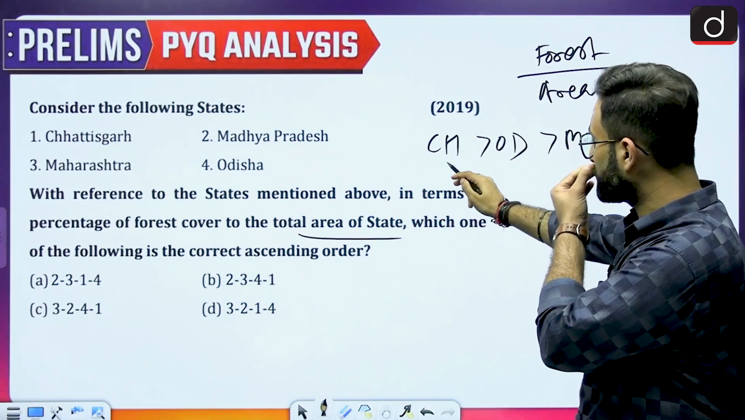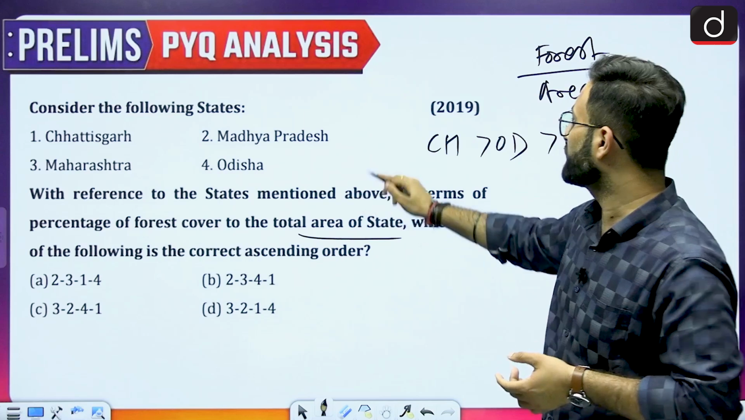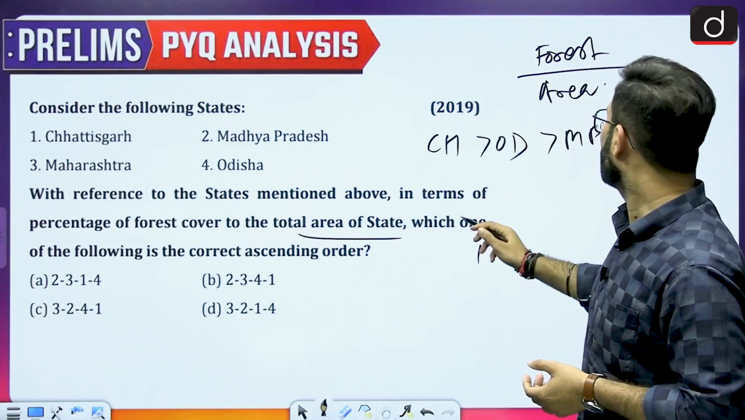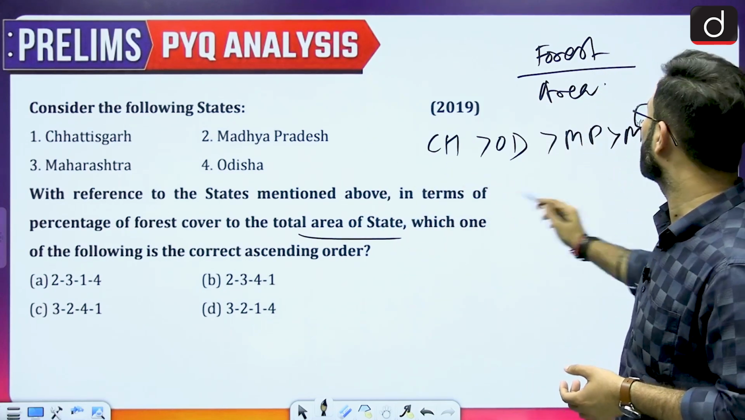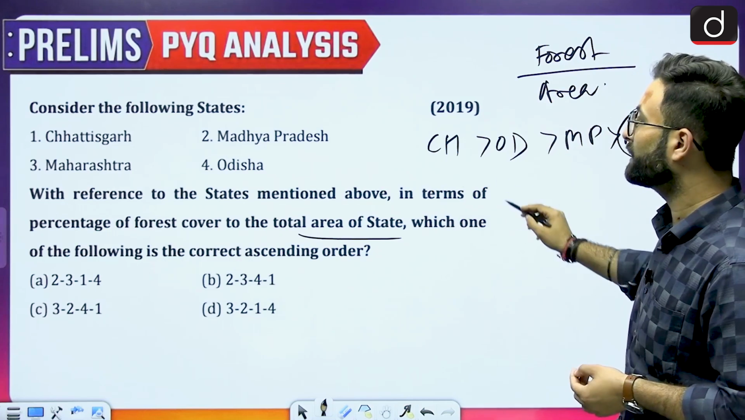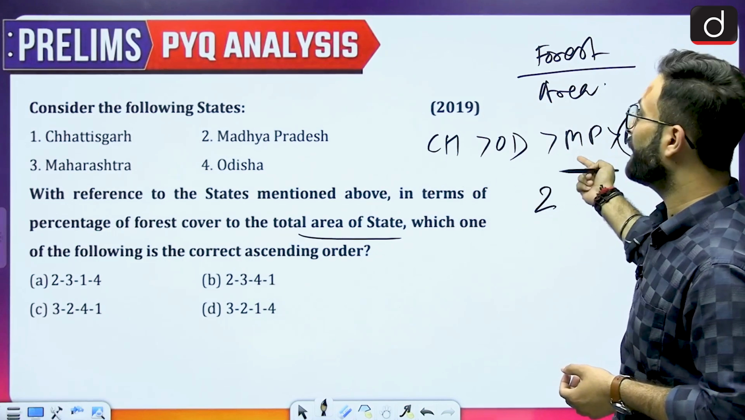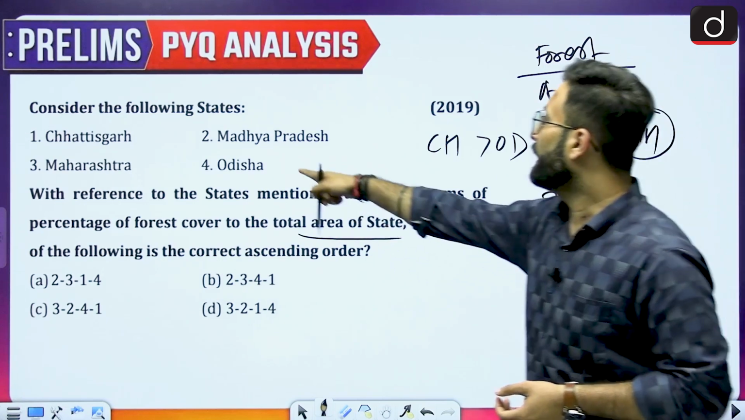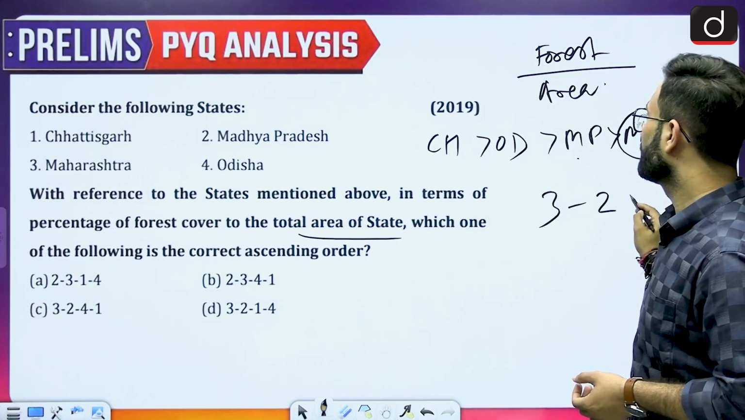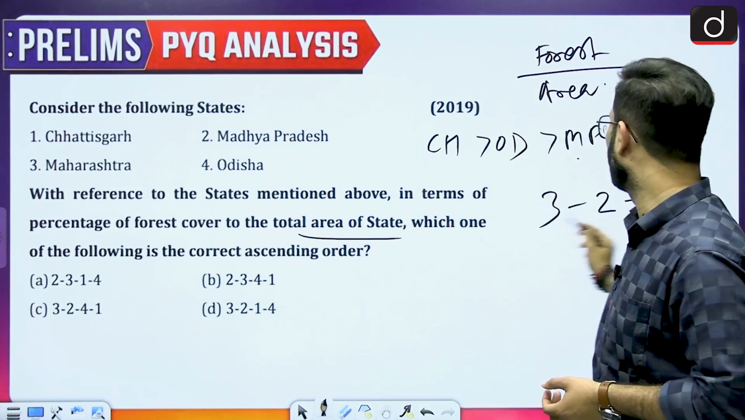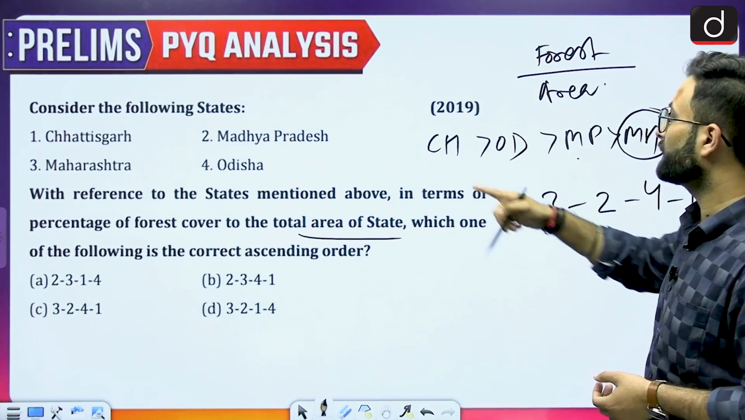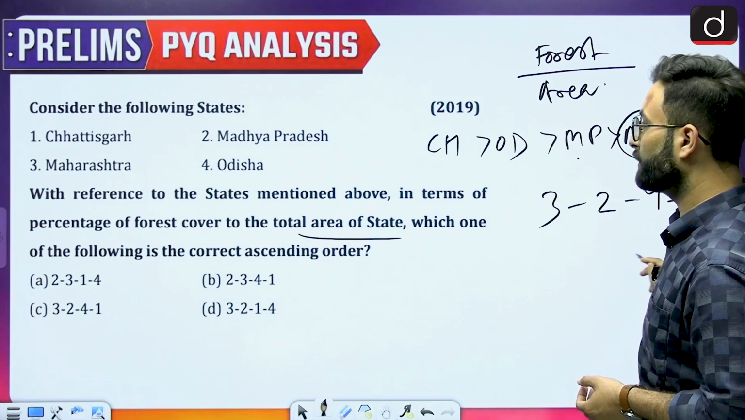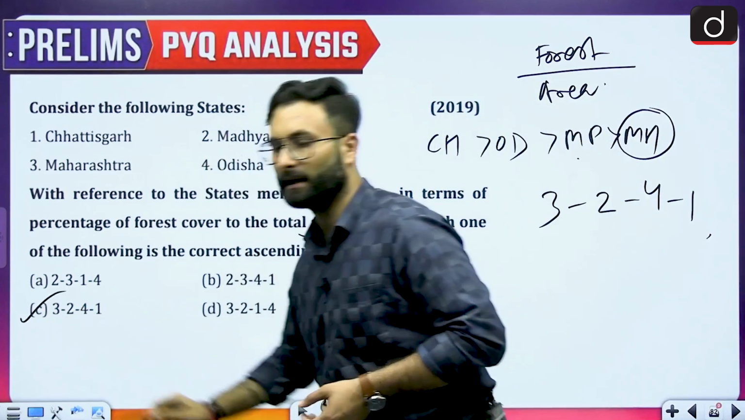Okay, so Chhattisgarh will be your first, and they are talking about the ascending order. So we will be starting with the minimum, that is Maharashtra. Maharashtra is 3, MP is 2, then we have Odisha, that is 4, and then Chhattisgarh, that is 1. 3, 2, 4, 1 is the right answer, that is, option C is your correct answer over here.